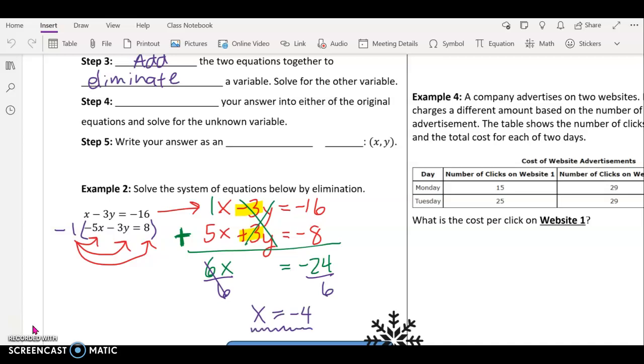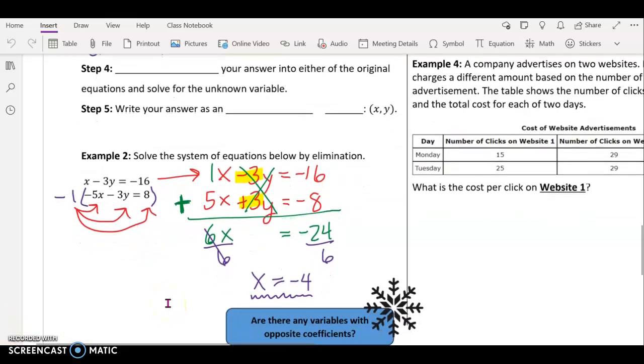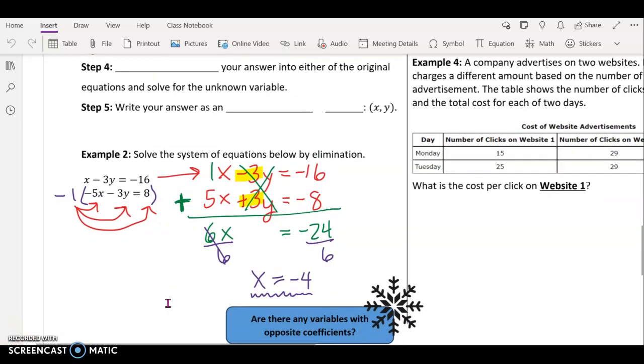Now I want to remind you that's not the final answer, because remember, every solution to a system is a point where they meet at. So we actually only have part of the answer. Okay, that's the x. Now we need to find the y. So this is where we have to use something we learned in the previous unit, in the previous lesson. We need to substitute. So let's fill in step 4.